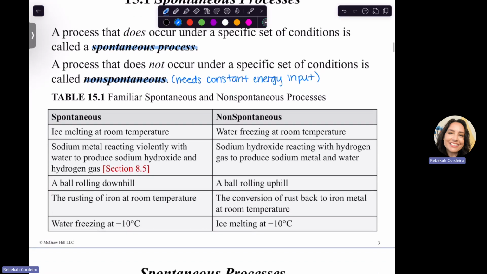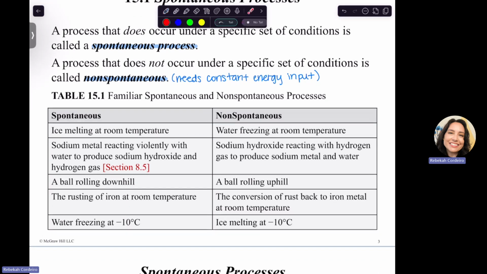So there's some examples of spontaneous and non-spontaneous processes. For example, ice melts at room temperature. You set ice out at room temperature, it's gonna melt. Is it gonna freeze at room temperature? No, that's non-spontaneous.